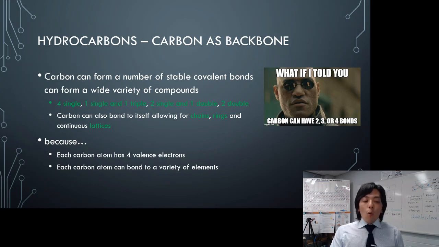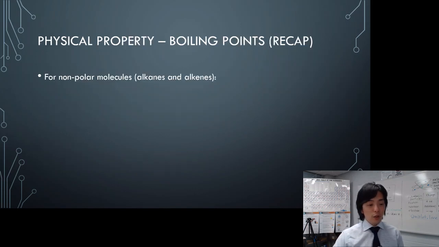Now, why are carbons so unique? Each carbon has 4 valence electrons. That's a midway point of filling up to 8, so it wants to share. Each carbon atom can bond to a variety of elements, not only itself. That makes it very special as well.